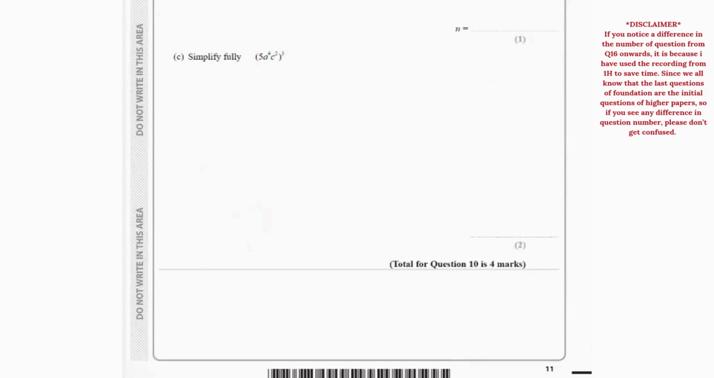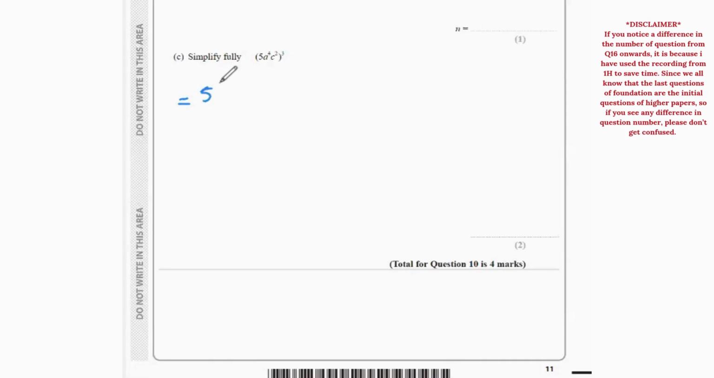Then it says simplify fully (5a to the power of 4 c squared) whole to the power of 3. Whenever there's a power outside the bracket, it's distributed onto all of the terms inside the bracket, and the powers are multiplied, not added. Powers are added when you're multiplying similar bases. But when there's a power outside the bracket and inside the bracket, those powers are multiplied.